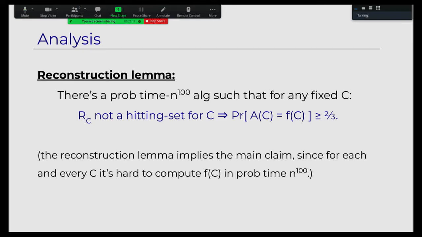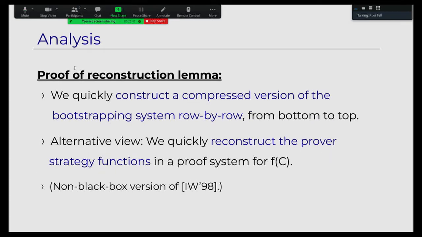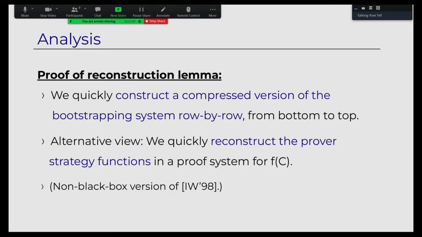Why? Well, for each C for which the function is hard, there is no distinguisher. Otherwise, we could have computed the hard function. So for each such C, the derandomization works. I'm going to get back to this point in the end. Let's see the algorithm. This is the reconstruction algorithm that, assuming that C is a distinguisher, manages to compute the hard function. And if you have in your heads the classical Impagliazzo-Wigderson stuff from the late 90s, this is very similar, just non-black-box.